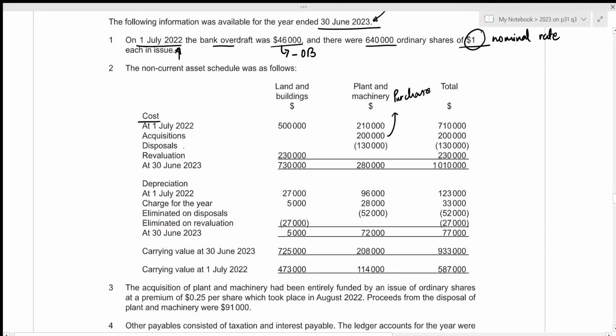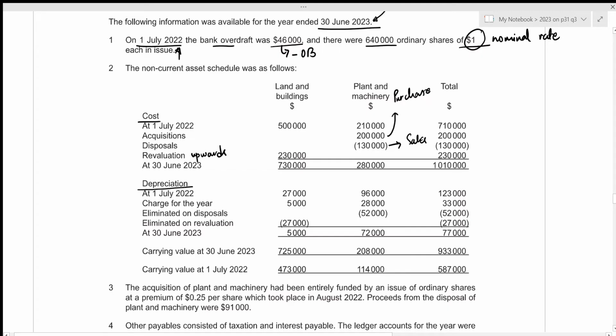We then have disposals. And it's again of plant and machinery. This will go as the sales. But remember, this is not the sale proceeds. This is the cost of the disposed plant and machinery. Then we have revaluation. We can see that the revaluation amount is positive, which means that this is revaluation upwards for our land and buildings. Alright, then we have the cost at our closing date.